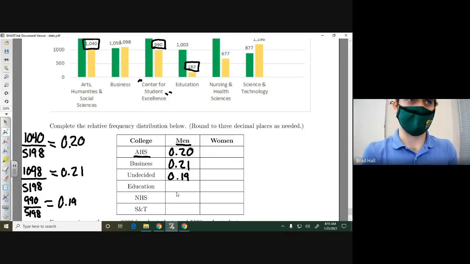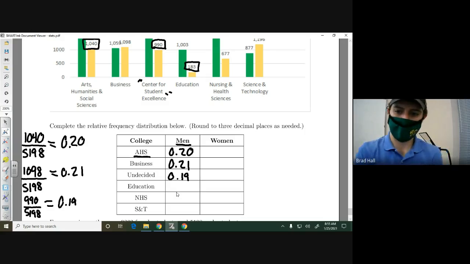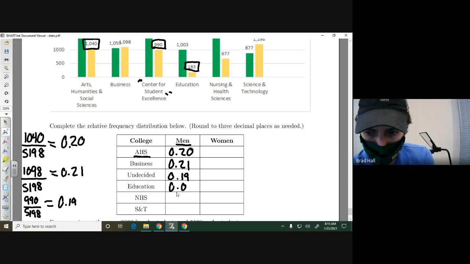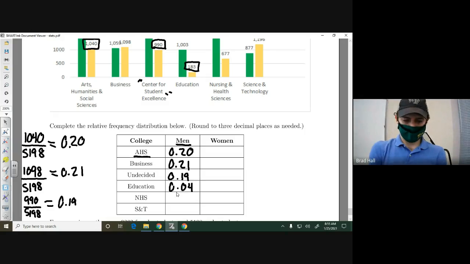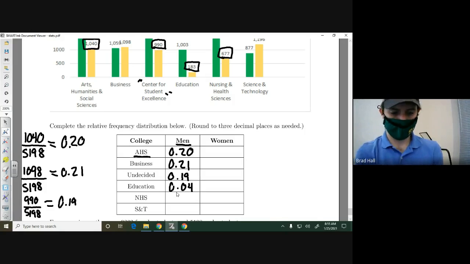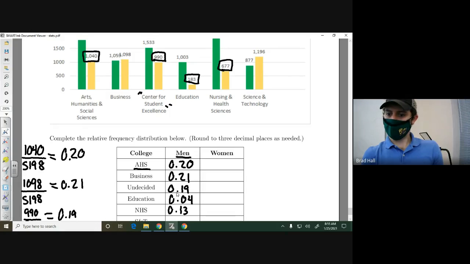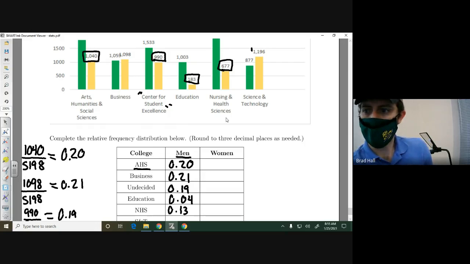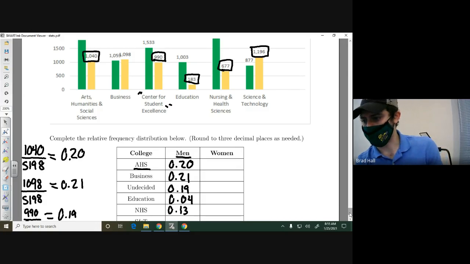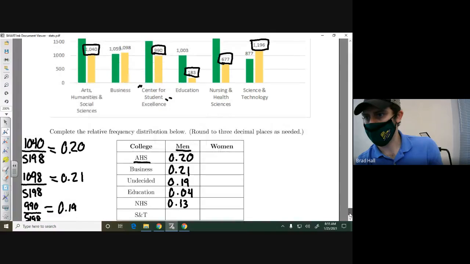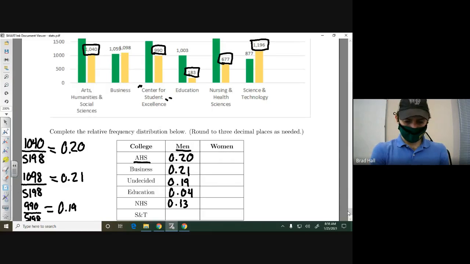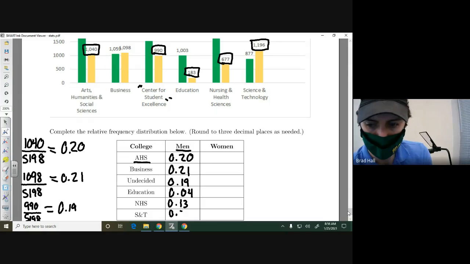Education is very much lacking in terms of male demographic. 183 divided by the total is 0.0, let's say 4. Next one, 677, that's 0.13. And then 1,196, which is 0.2.